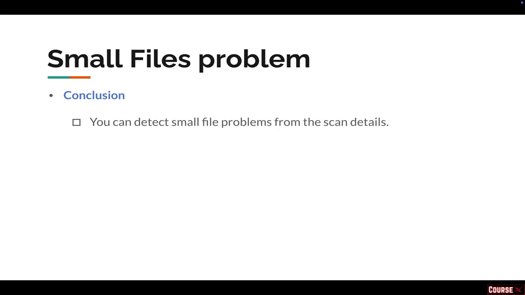Conclusion is you can detect small file problems from the scan details. So in scan Parquet or scan CSV or whatever dataset you are scanning, if it is taking much longer time to scan the files, and if the gap between the size of the files and the size that Spark is considering including the overhead is wide enough, then we can understand it is suffering from small file problem. And the next conclusion we made is that moderate or medium sized files perform the best. So around 100 to 120 MB files generally perform the best.